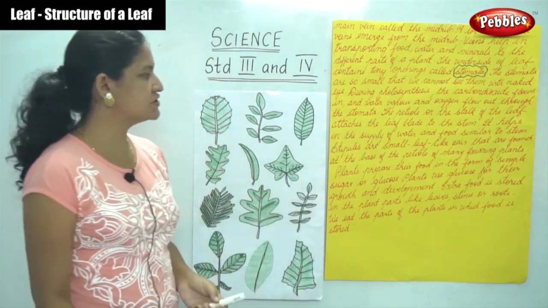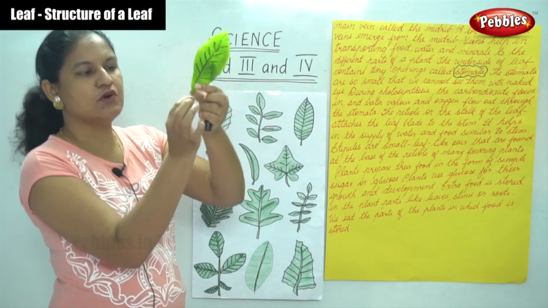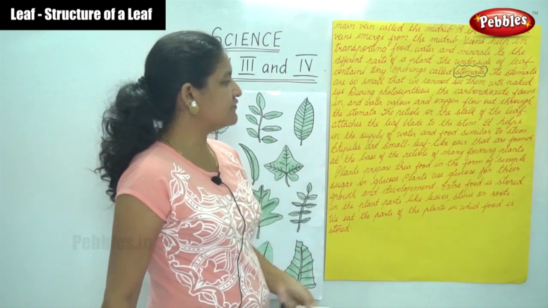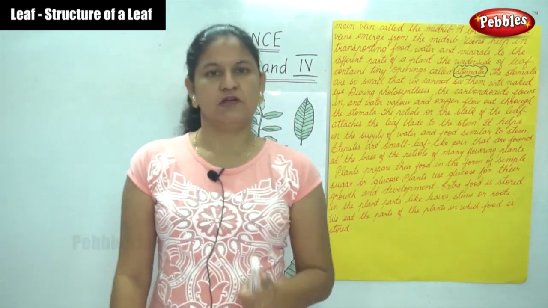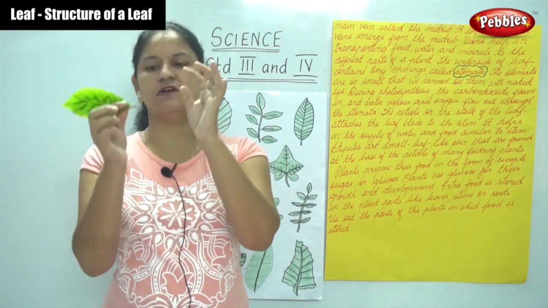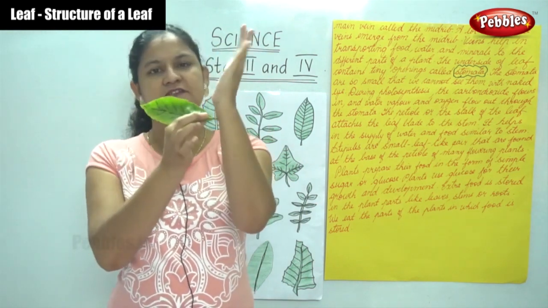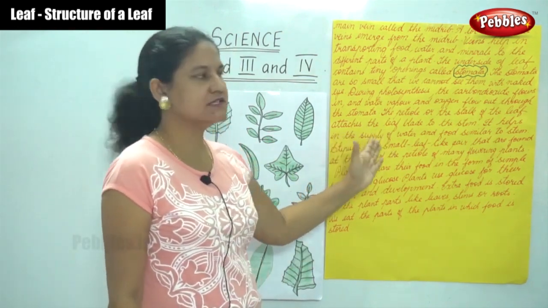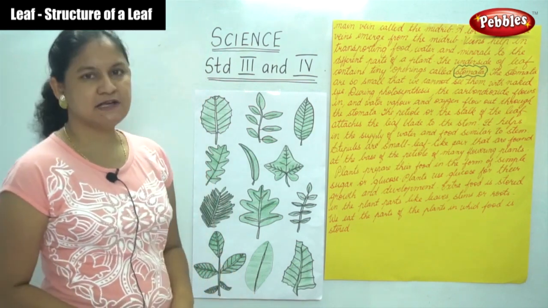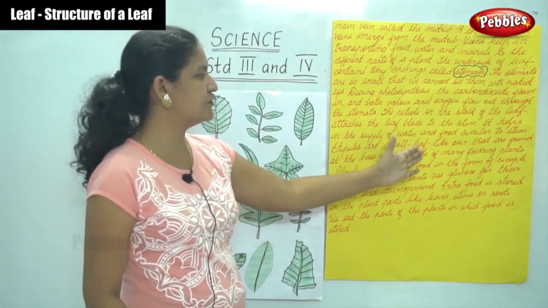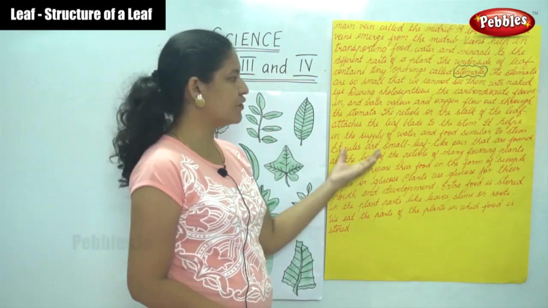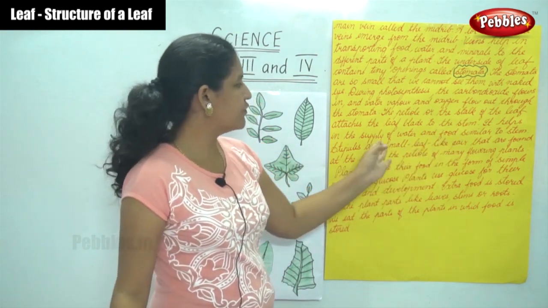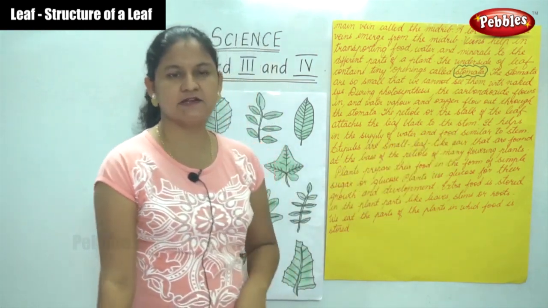The petiole or the stalk of the leaf attaches the leaf blade to the stem. Say if this is the stem, the petiole or the leaf stalk attaches the leaf to the stem. It helps in the supply of water and food similar to the stem. So what is the function of a stalk? It supplies water and food just like the stem.